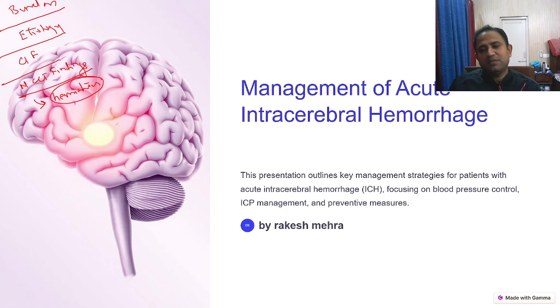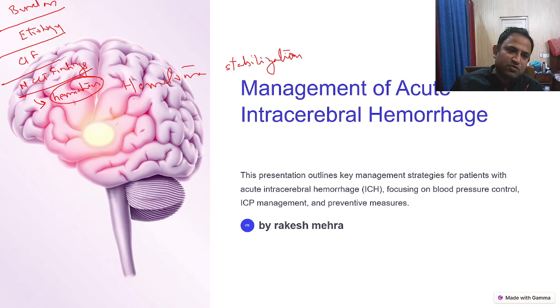The initial management of acute cerebral hemorrhage is basically based on hematoma stabilization. This forms the cornerstone. As I told you, there have not been many advances in the management of spontaneous intracerebral hemorrhage. So the first and foremost thing that you should keep in mind is to stabilize the hematoma and prevent the hematoma from expansion.